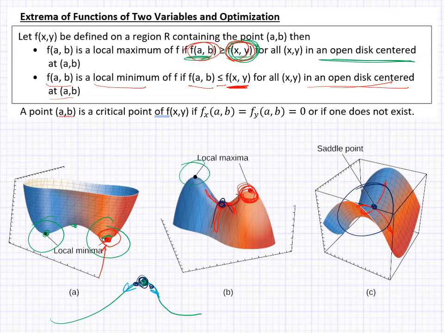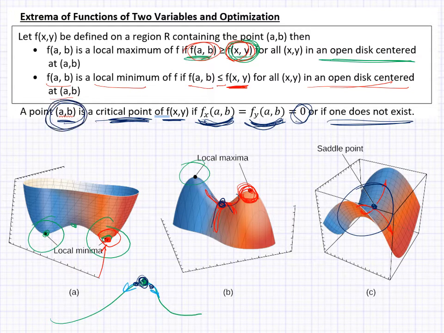So a point (a, b) is considered to be a critical point of a function if the partial derivative at (a, b) with respect to x and the partial derivative at (a, b) with respect to y equal 0, or one of them doesn't exist. Okay? So when will both partial derivatives equal 0? The location of when both partial derivatives equal 0 will be your critical point. Also, possibly, if one of these derivatives doesn't exist, that could also create another critical point.